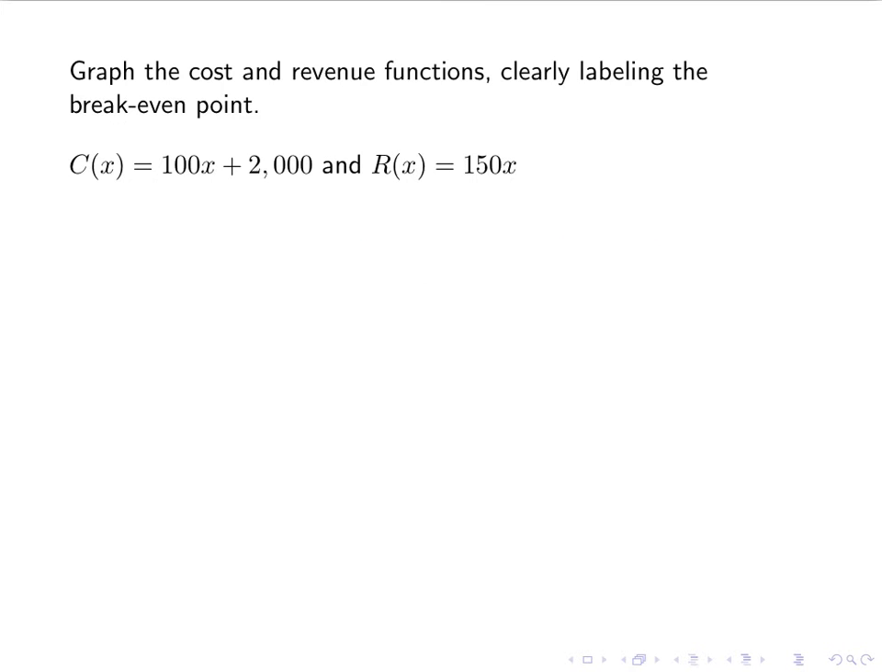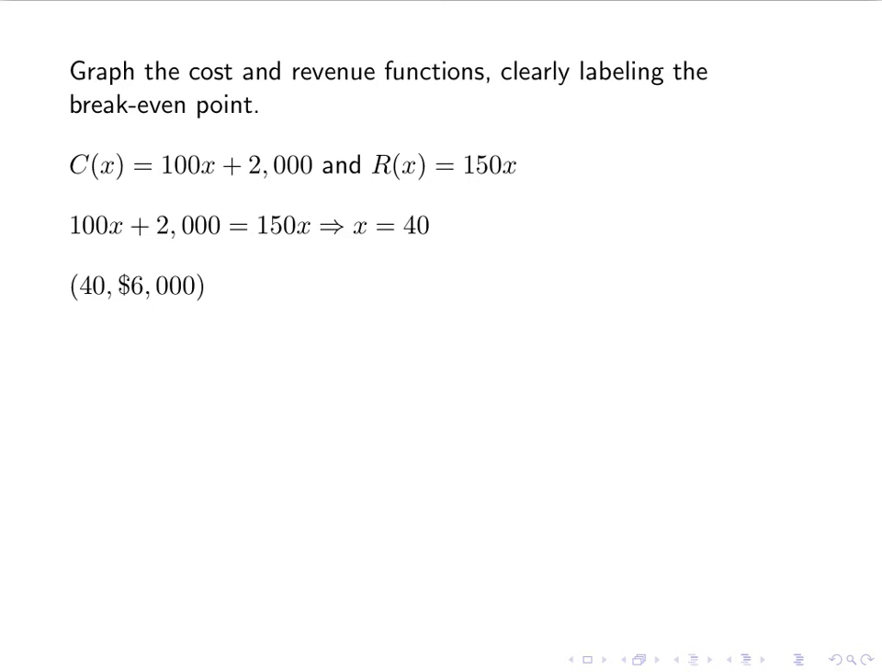So for our first one, we have the cost function is 100x plus 2,000, and R of x is 150x. So before I go about trying to graph them, I'm going to find the break-even point. So we set them equal to each other, and then solve for x. And hopefully you'll do this on your own, and you'll see that we get 40. And then we'll plug 40 into either R or C. It's always easier to plug it into R because you're just multiplying it by whatever S is. And you should be getting 6,000.